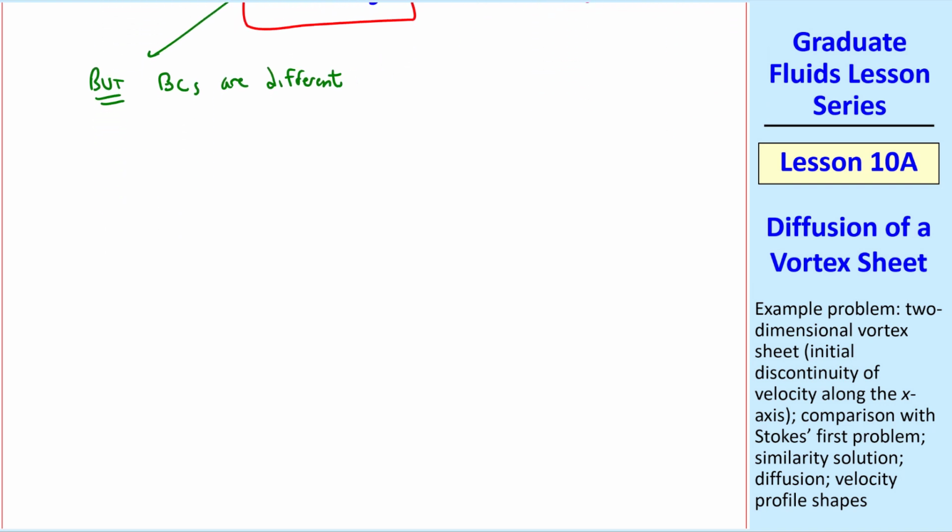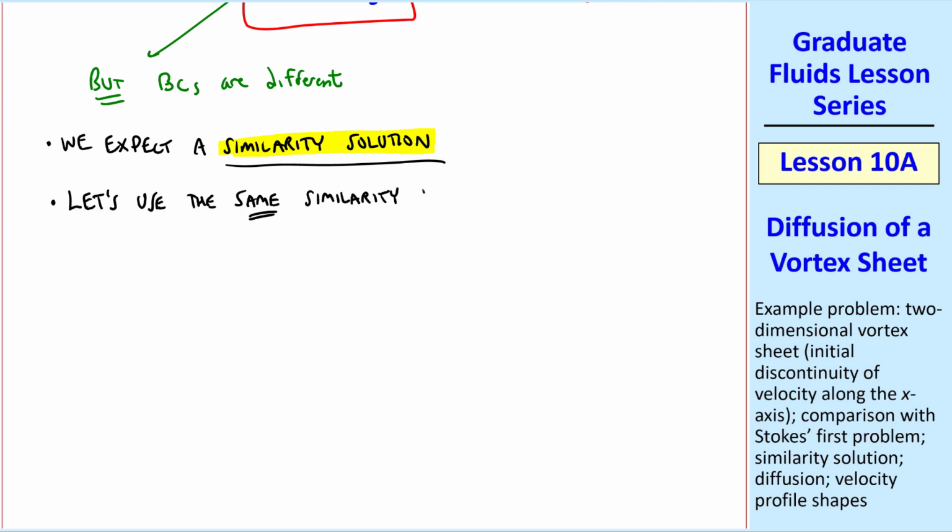Again, just like with Stokes' first problem, we expect a similarity solution. Since there's no length scale in this problem, remember the ant and giant argument, we have the same situation here. In fact, let's use the same similarity variables that we used in Stokes' first problem, which you may recall.